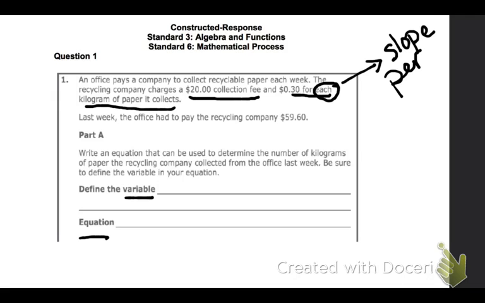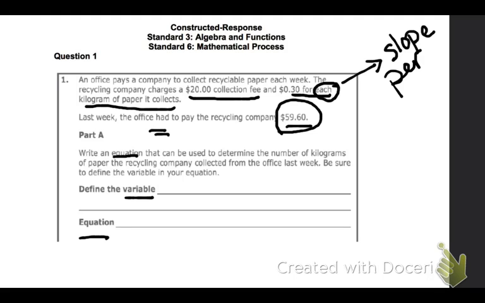Last week, the office had to pay the recycling company $59.60. Write an equation, so I do know I'm going to need an equal sign, that can be used to determine the number of kilograms of paper the recycling company collected from the office last week. All right, we know it was $59.60 last week. And be sure to define the variable.